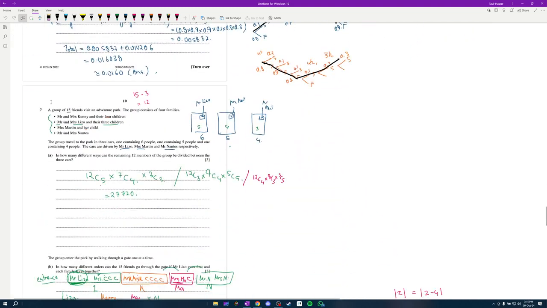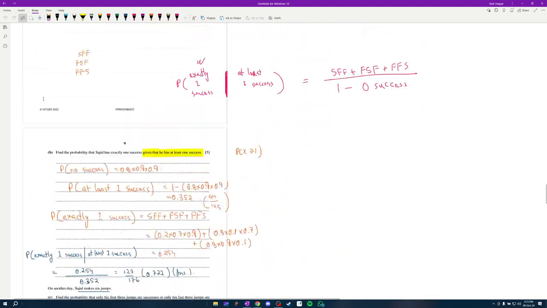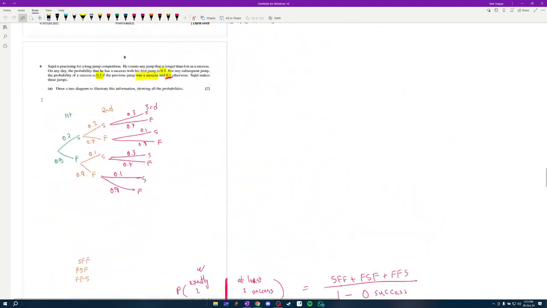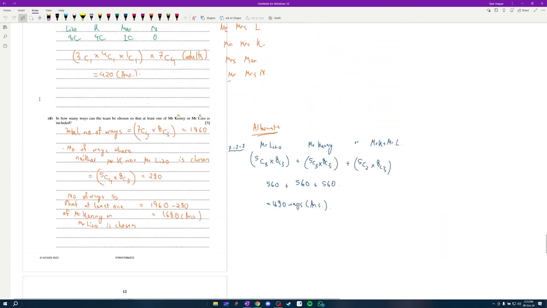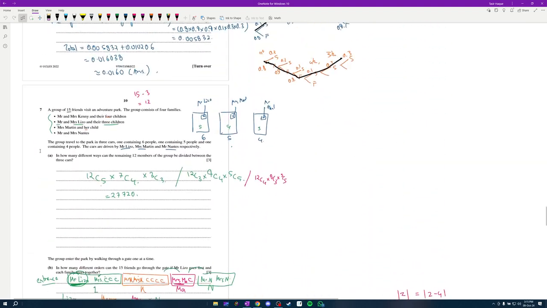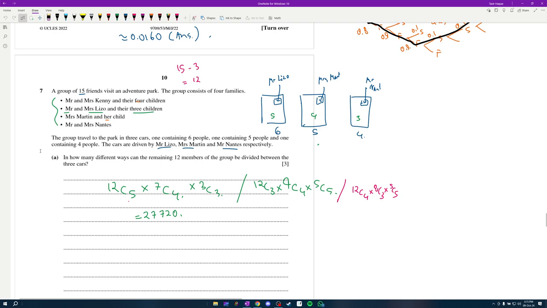5.3. Question 7. A group of 15 friends visit an adventure park. The group consists of 4 families: Mr. and Mrs. Kenny and their 4 children, Mr. and Mrs. Lizzo and their 3 children, Mrs. Martin and her child, Mr. and Mrs. Nantes. The group traveled to the park in 3 cars, one containing 6 people, one containing 5 people, and one containing 4 people.